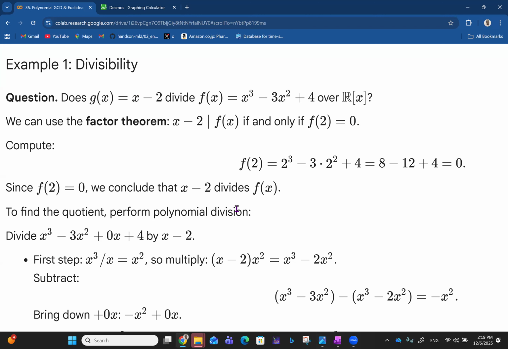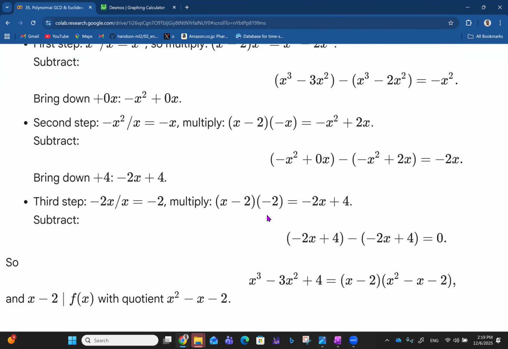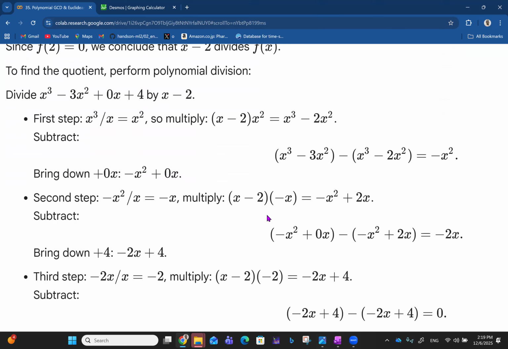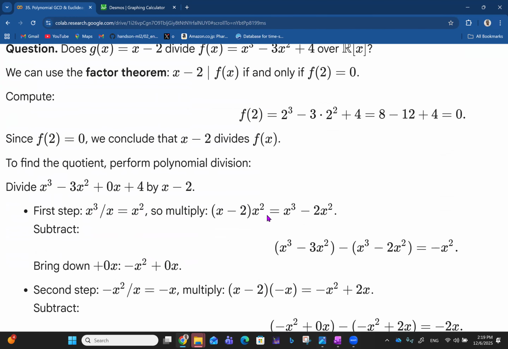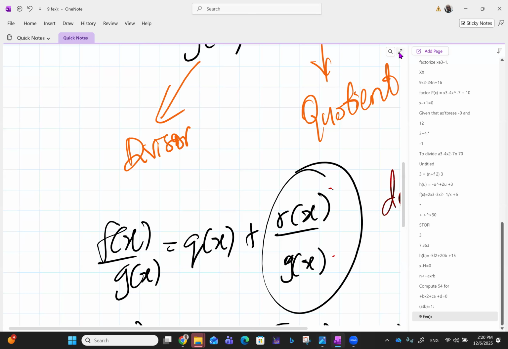To find the quotient, we can then perform polynomial division. There are different ways to perform polynomial division. You can use the synthetic method, or you can use long division. I'm going to do the 2 again. I've done this before. So we have established that the question is, does g of x, which is equal to x minus 2, divide f of x, which is x cubed minus 3x squared plus 4? That's the question. So let's deal with that now.